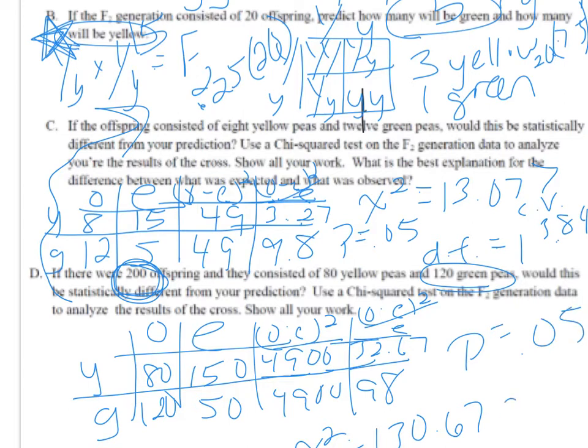P-value is 0.05. Degrees of freedom equal 1. Critical value, again, using my chart to find my critical value, still have 1 degree of freedom, still have p-value of 0.05. So I'm at 3.84, right? My chi-square value is greater than my critical value. Therefore, I reject my null hypothesis. So in genetics, I would say that these do not follow traditional Mendelian genetics. Okay? All right, let's look at the second example on the back.